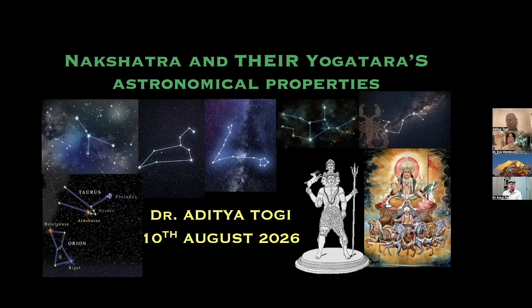We were taking a class with Dr. Raj Vedav a year or two back, and he was telling about the proper motion of the star Arcturus and all, and that instigated me again to go back and see this topic of nakshatra with their astronomy properties. Is there any connection between nakshatras and their astronomy properties? And that's what I have done.